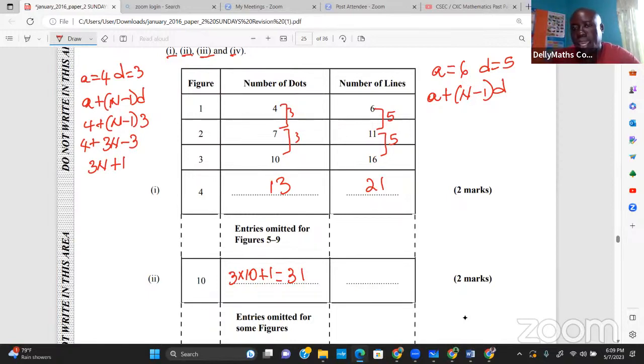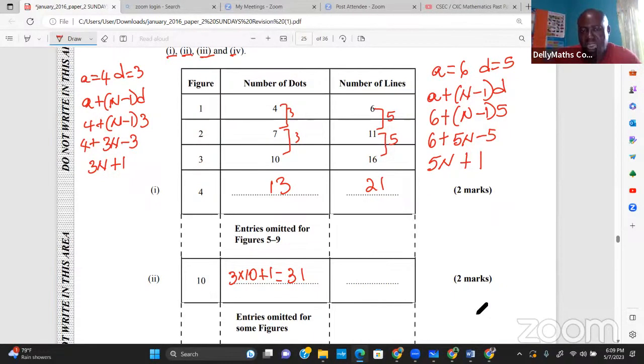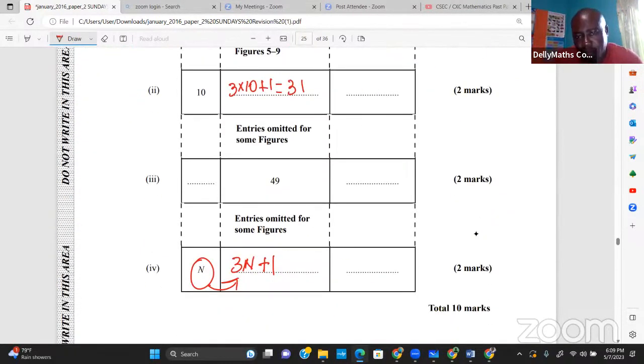We're going to substitute A, 6, plus, in bracket, n minus 1, D is 5. We're going to distribute the 5 into n minus 1. Let's write back 6. 5 times n becomes 5n. 5 times negative 1 becomes negative 5. Simplify everything now. 5n plus 1. So you see, this one is 5n plus 1. Sometimes it's not so easy for you to just pick it up. So it's best to utilize this and just go quickly. 5n plus 1.